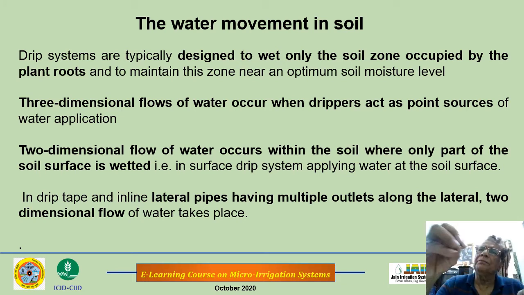And a three-dimensional flow takes place when drippers act as point sources. Remember I told you, if the drippers are far apart, then each dripper is wetting its own area, which comes in the shape of a bulb, and then the flow in this case is three-dimensional. But when the drippers are close to each other, and so close that their wetting patterns start merging with each other, then it is a two-dimensional flow of water that takes place.